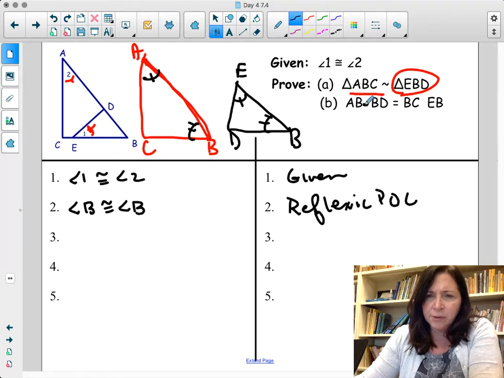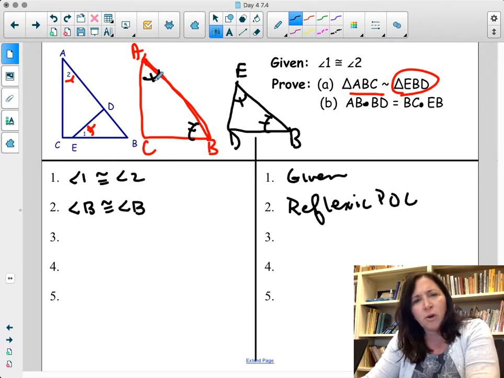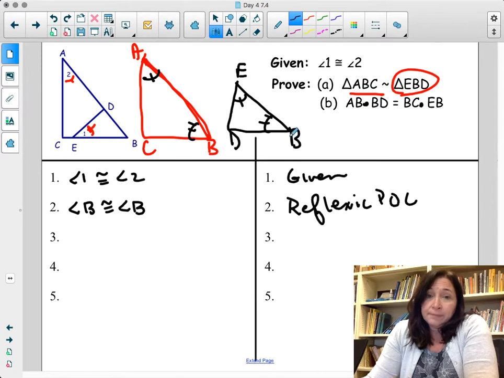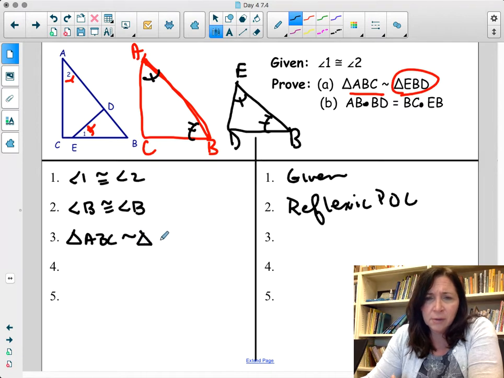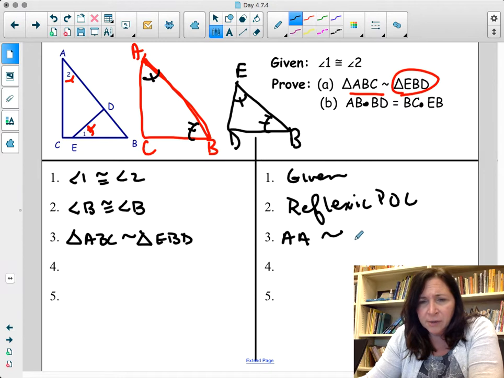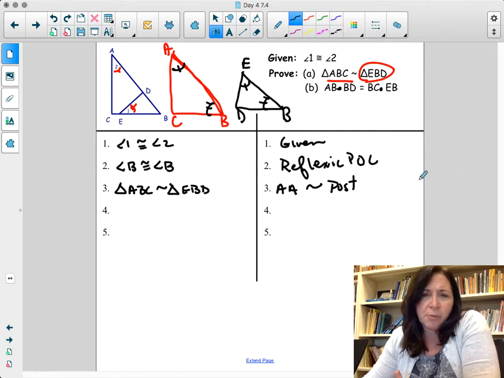And I think what we're trying to prove is that they're similar and that they're also proportional. So now we know angle, angle. Okay, so we can say the two triangles are similar because we have angle, angle. So we can say that triangle ABC is similar to triangle EBD because of the angle-angle similarity postulate. Okay, well, now that the triangles are similar, then the sides are proportional.